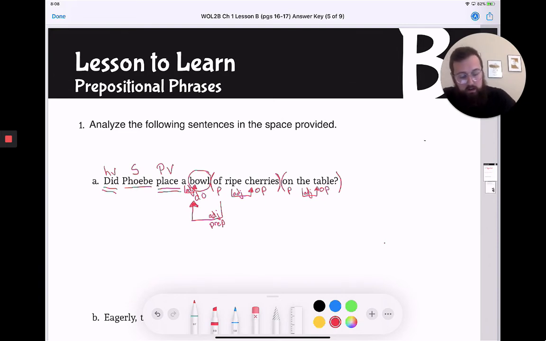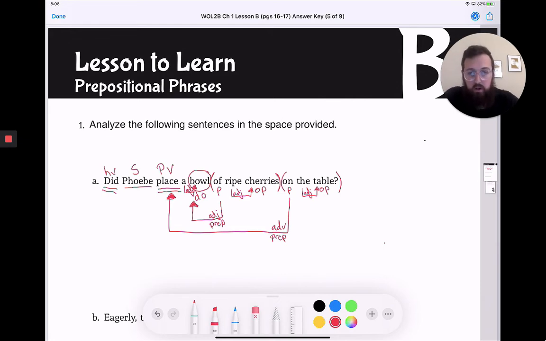Then on the table. Think about what that is telling me in the sentence. It's telling me where Phoebe placed. So I'm going to hook that to place. Since that's a verb, it is going to be an adverbial preposition. All right, so that is how you analyze the first sentence.